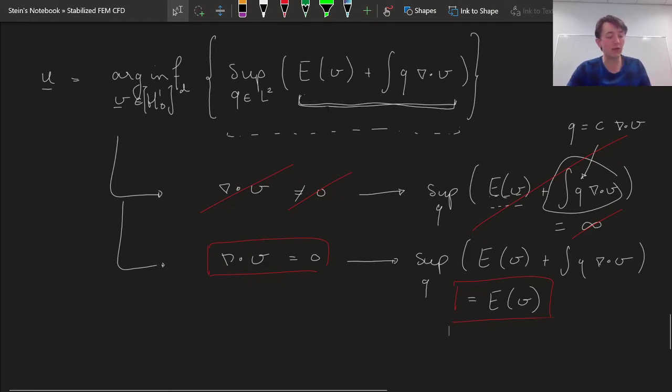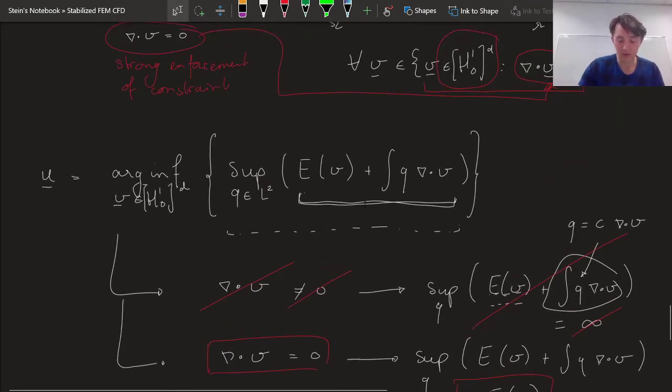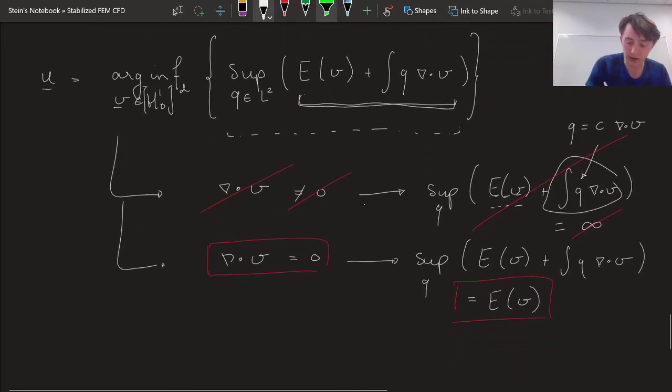Now, how do we use this as the basis for obtaining a weak formulation? Well, we have to make a couple of observations. The first observation that I'll try to motivate is that I'll first rewrite this. I'll call this E of v plus the integral of q times the divergence of v. I'll give that a new name, J, which now depends on v.